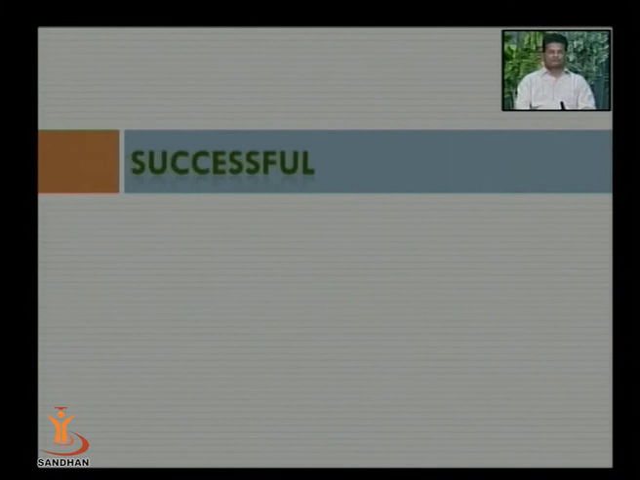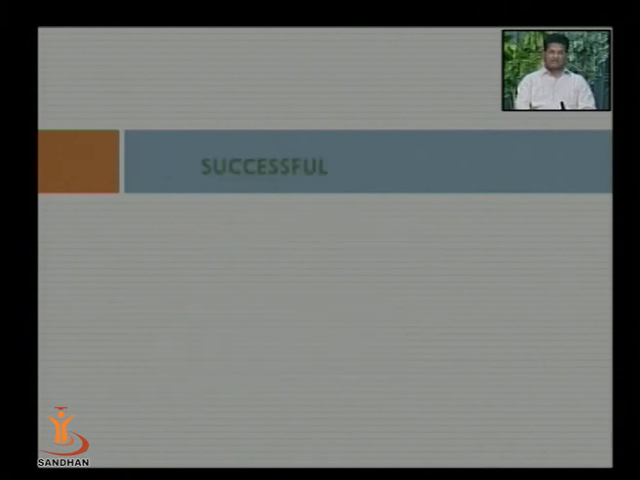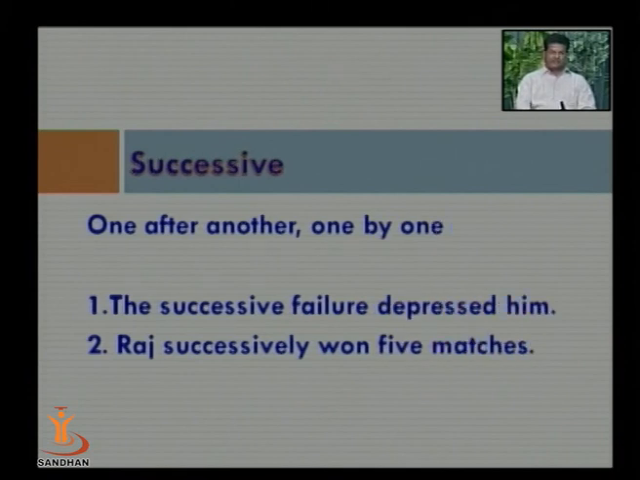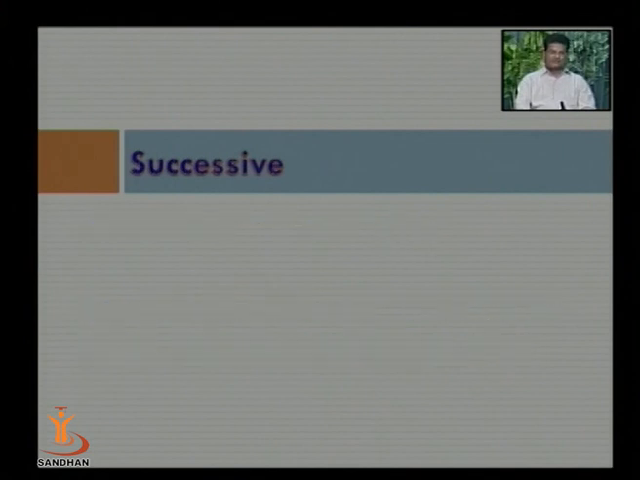Successful. You know this word? Having success or happy end. He is a successful teacher. All of us cannot be successful. Well, the other pair, the pairing word is successive. One after another, one by one. The successive failure depressed him. Raj successively won 5 matches. That means one by one.